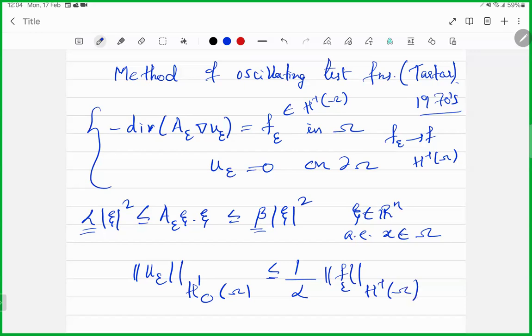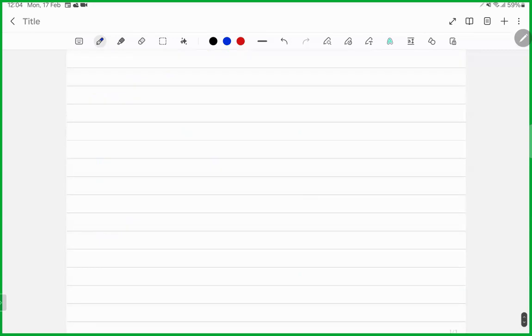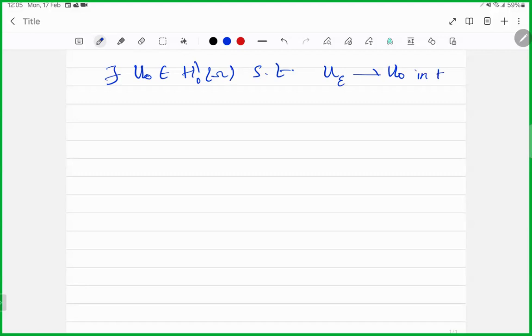My handwriting is bad on this tablet, but it's okay. So we have this bound in H^1. Which means up to a subsequence, you have a u naught in H^1_0(omega). It's for a subsequence, but to avoid too much notation, we will use the same epsilon. This convergence is weak in H^1.